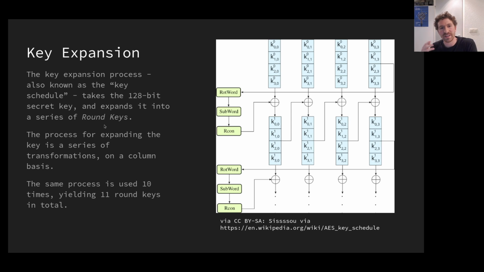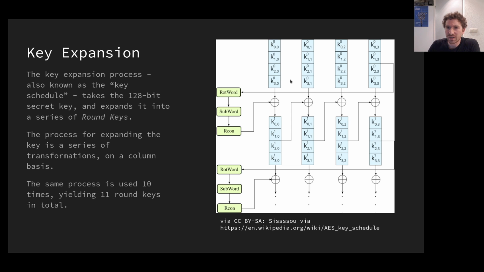So this is also known as the key schedule. And again, AES has different key lengths, so you can do it with 128, 192, and 256 bit keys. We're talking about 128 here. We're going to take our first initial secret key and expand it out. And the process is just another series of transformations, very much like what we've already looked at. But we do all of them on a column basis here.